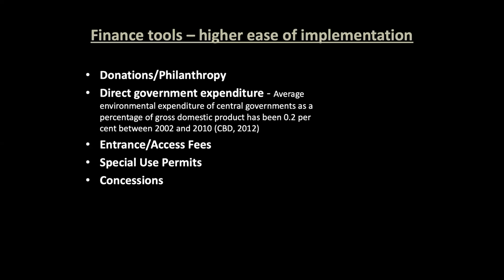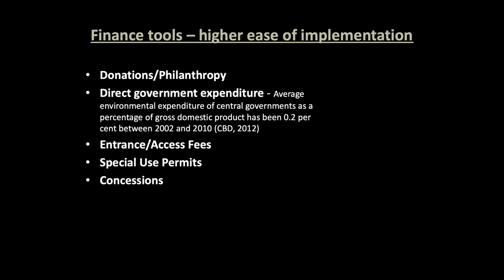So now we go into more of the easier implementation tools that we spoke about in the paper. Entrance and access fees, I suspect a lot of people are familiar with this. You charge a fee to enter a particular site, charged directly to users of a protected area. These fees vary across the world. We kind of lumped these and special use permits together in one case study for Tanzania.